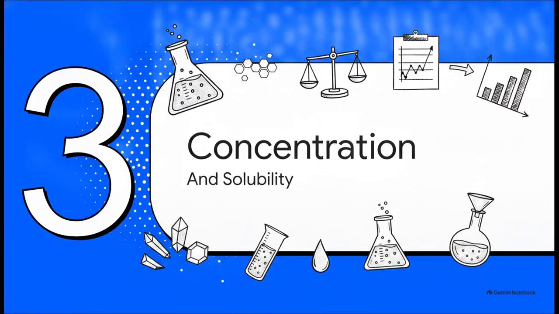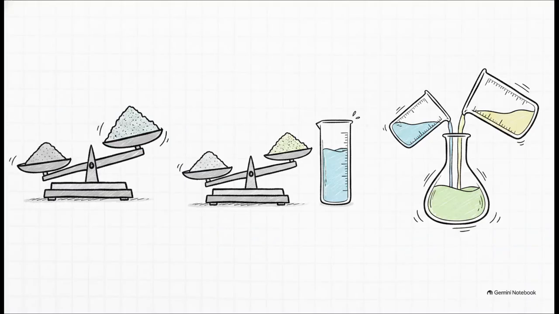Okay, jumping into Section 3, concentration and solubility. When a chemist asks, hey, how much solute is dissolved in this solvent? What they're really asking for is the concentration. And we typically express this using three main percentages. We've got mass by mass, which just compares the weight of the solute to the total weight, mass by volume, comparing weight to the liquid volume, and volume by volume, comparing two liquids.